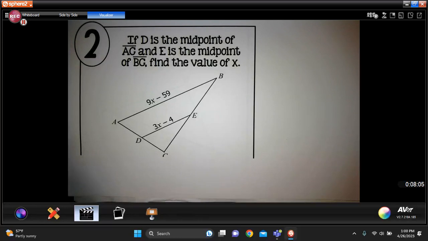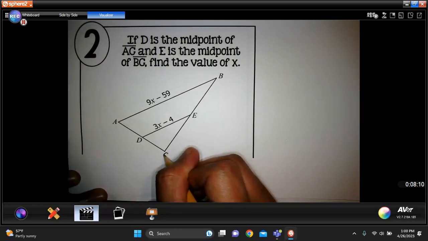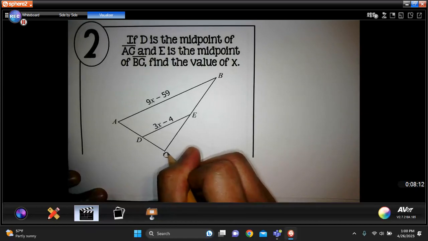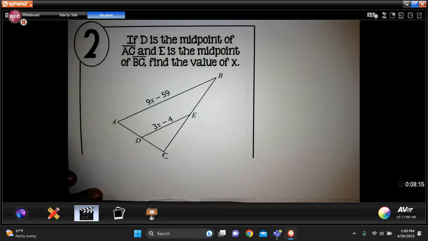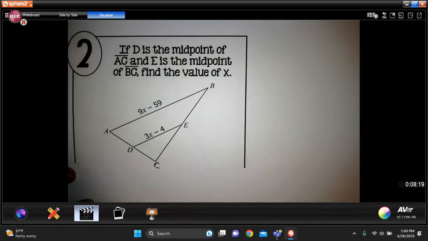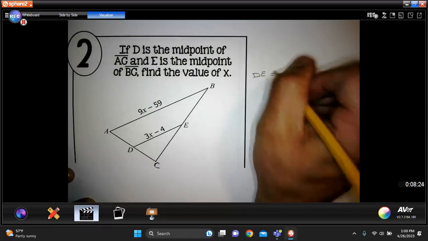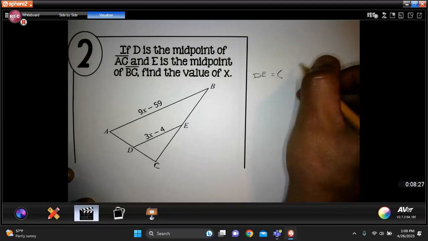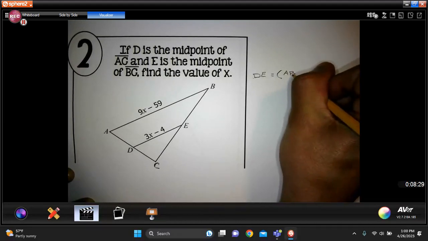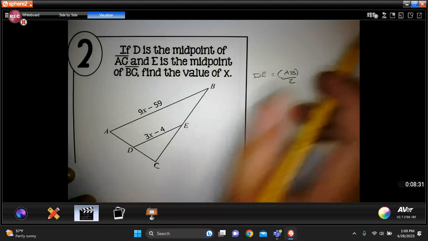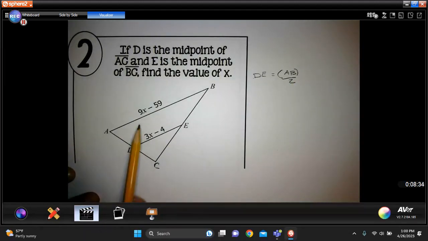Alright, on this one, it's the same idea. I just need to fix this problem right here. It should be a C, right? We will have a C here. Okay, it's upside down, but the idea is going to be the same. DE, the little segment, is going to be half the big segment AB. Even the triangle is upside down. DE is the mid segment of the whole big triangle.